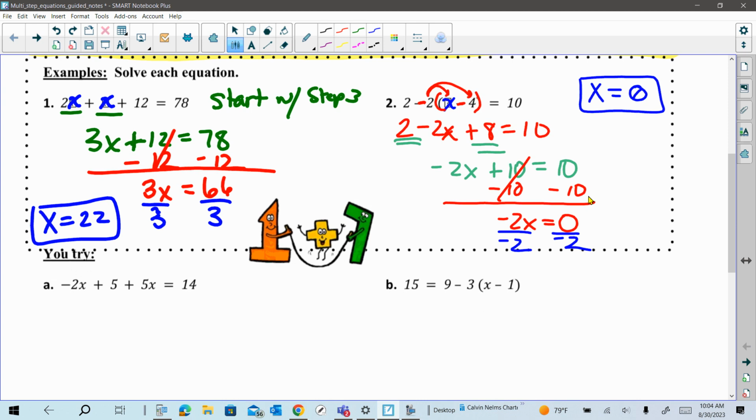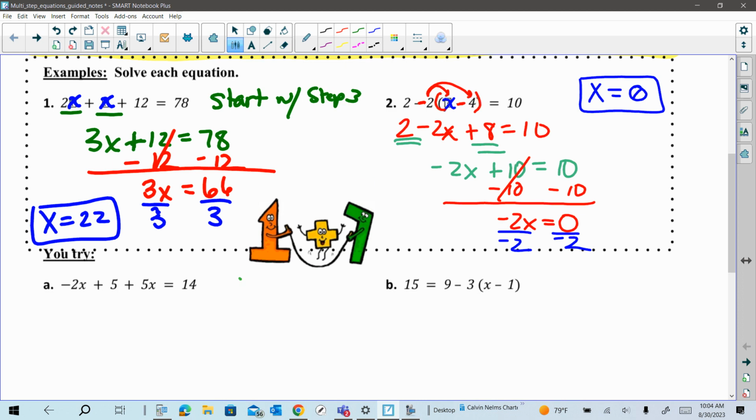So we're gonna get into the equation part of the unit, solving multiple steps. I'm just kind of guiding you through and seeing what you know, what you can do already, and giving you some steps to refer to. You're gonna try A and B. On A, what would be our first step?